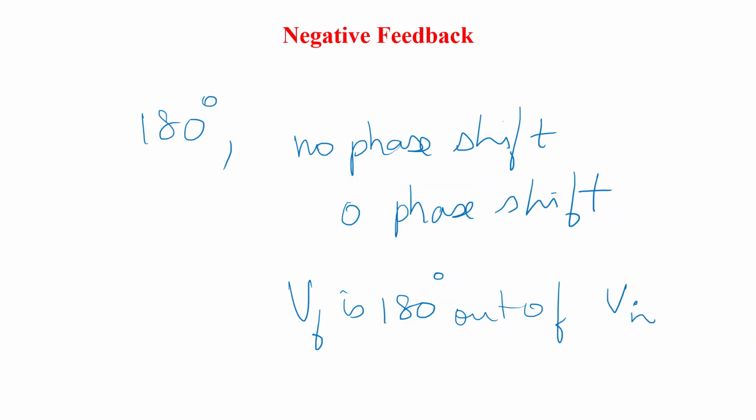The advantages of negative feedback are: the stability of gain is improved, which is a very important parameter, reduction in distortion, reduction in noise, increase in input impedance, and decrease in output impedance. These are the various advantages of negative feedback. Using this characteristic, negative feedback is employed in amplifiers because amplifiers require these kinds of properties.